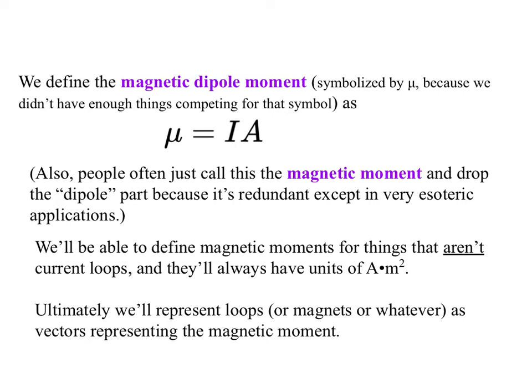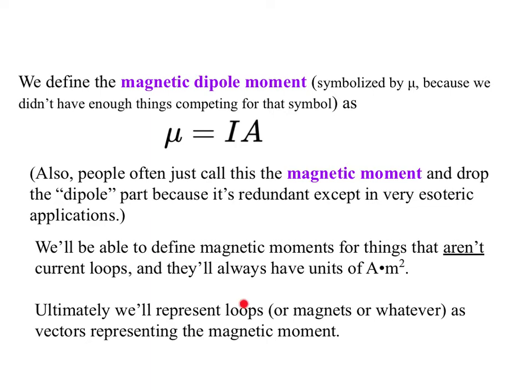There are such things as magnetic quadrupole or octopole moments, but we're not going to talk about them. And in fact, most people don't talk about them. They're very, well, esoteric. We'll be able to define magnetic moments for things that aren't current loops. So things like a permanent magnet will have a magnetic moment as well, or things like atomic particles. They'll always be in units of amps times meters squared.